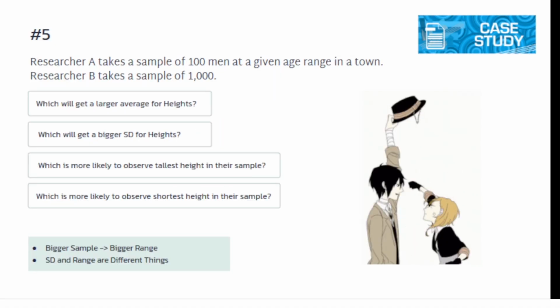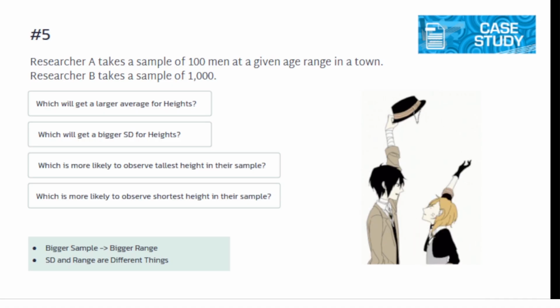Next, in this case study, we have 2 researchers, researcher A and B. Researcher A takes a sample of 100 men at a given range in a town, and researcher B takes a sample of 1,000 of such men. So the question is, which one will get a larger average for the height, and which one will get a bigger standard deviation for the heights? And also we have to guess which is more likely to observe the tallest height in their sample, and which one is more likely to observe the shortest height in their sample.